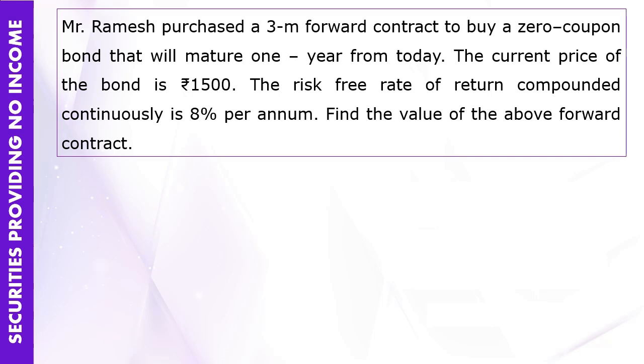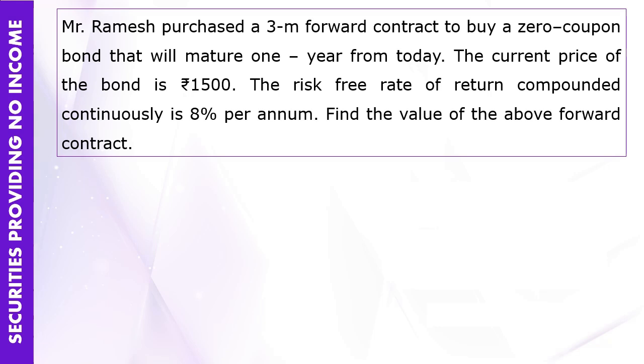And this is our illustration. Where they have said, Mr. Ramesh purchased a 3-month forward contract to buy a zero coupon bond that will mature 1 year from today. The current price of the bond is rupees 1,500. The risk-free rate of return compounded continuously is 8% per annum. Find the value of the above forward contract. So this is the question.